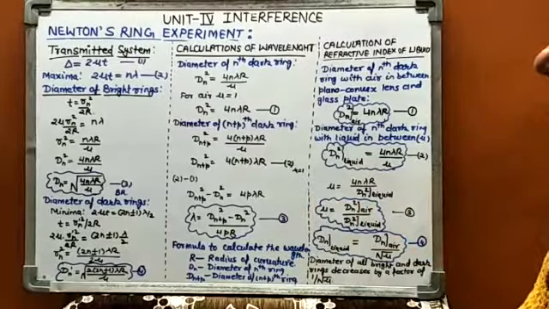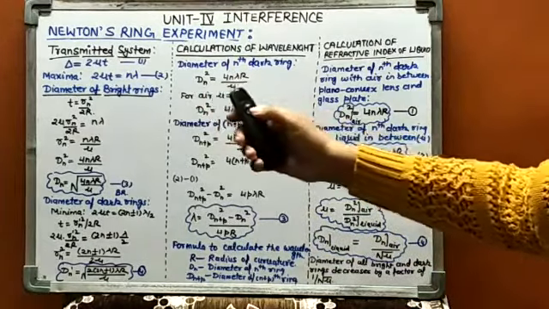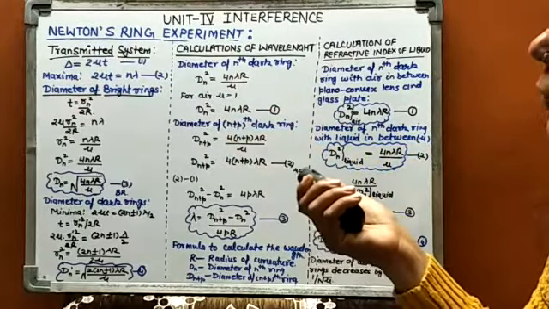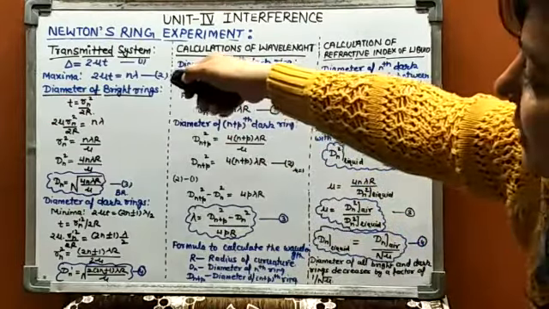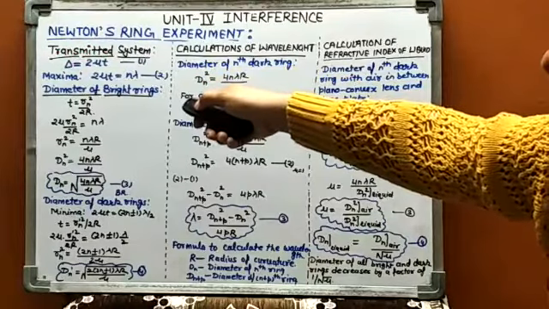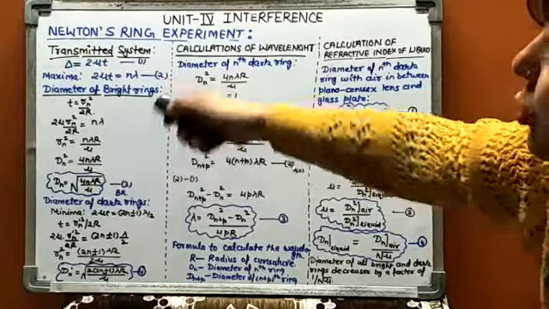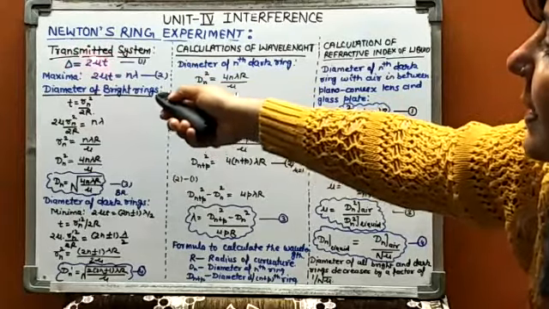Hello everyone. Today we are going to find an expression for the diameter of bright and dark rings in the transmitted system. In the previous lecture, we derived an expression for the diameter of bright and dark rings in the reflected system. The difference between the reflected and transmitted systems is in the path difference. In the reflected system, the path difference was 2 mu t plus minus lambda by 2. There is no factor of plus minus lambda by 2 here, only 2 mu t.